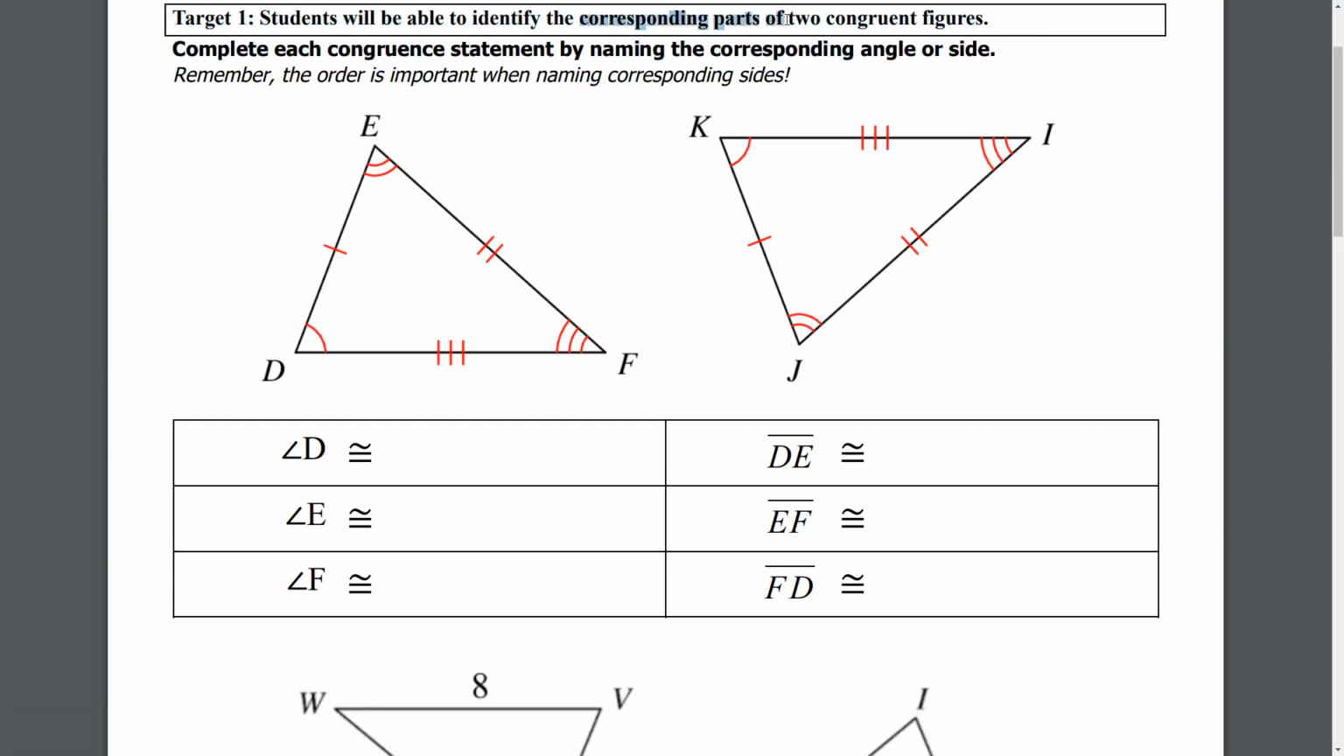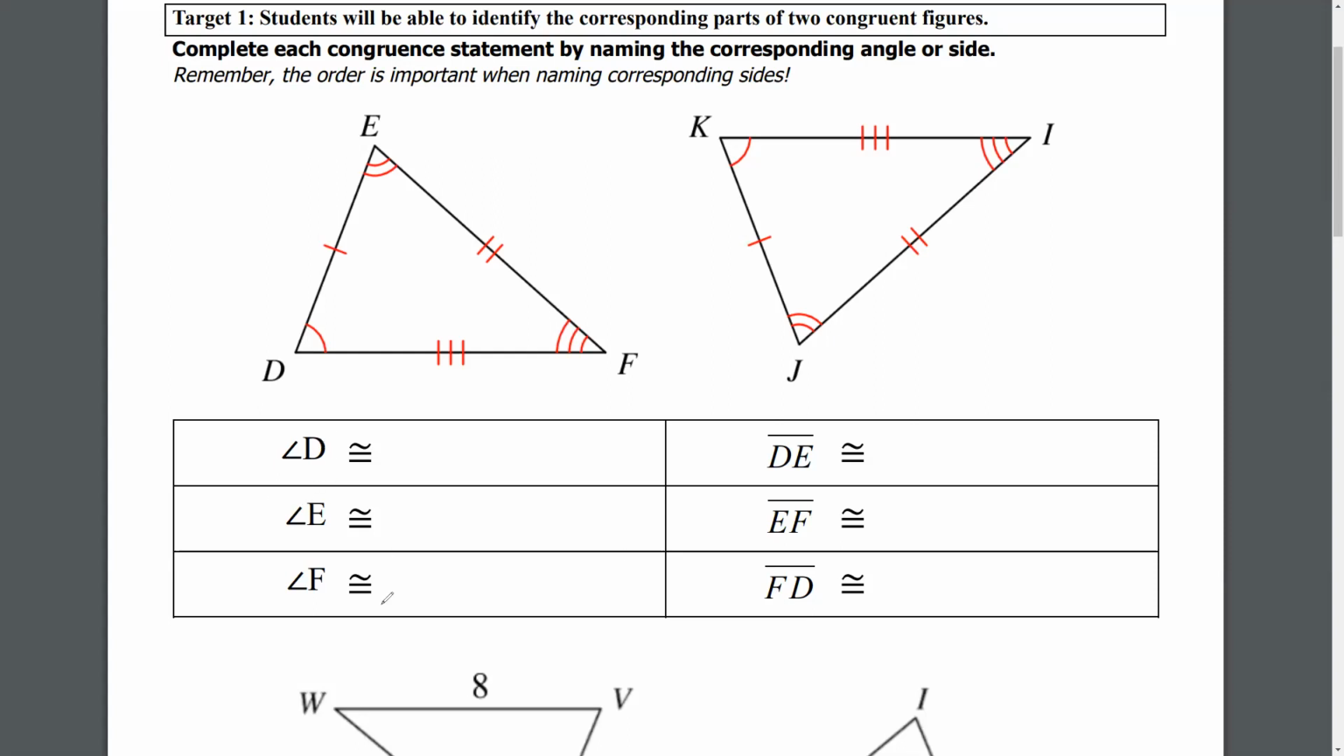I'm identifying corresponding parts of congruent figures, right? So using this angle D, and I got this wiggly symbol that means corresponds to or is congruent to, right? Congruent to what angle? And notice, I know it's going to be an angle, right? Because angles correspond to angles and sides, the ones on the right, correspond to sides. So what angle does angle D correspond to?